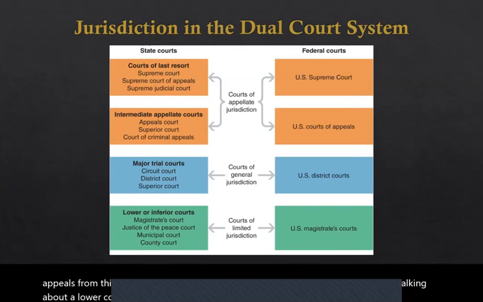So to give this a better view, to understand the different types of jurisdiction, we have the dual court system in front of us. On the left-hand column, we have the state courts, and on the right-hand column, we have the federal courts. Right? So we start with courts at the very bottom. These are the least severe courts of limited jurisdiction. In state courts, we call them magistrate courts, justice of the peace courts, municipal court, county court, district court, etc.